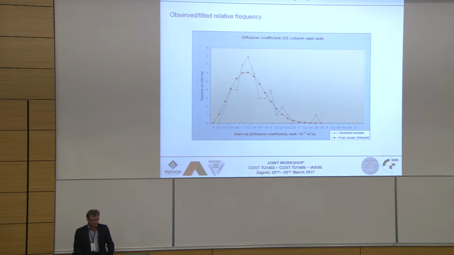This is now the histogram, and again you see that there are some peaks and valleys, but overall we see that the smoothed probability model would fit the histograms in an okay manner.